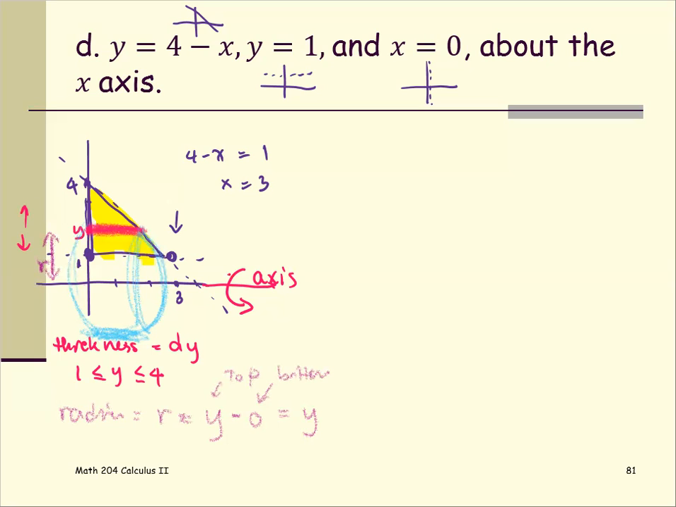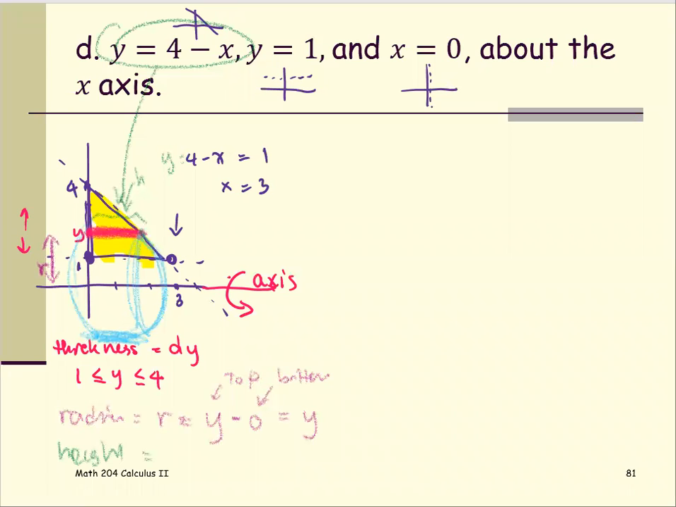Next, we're going to find out what is the height of the bar. So that's the height. Okay, this time the height, you have to measure from the right end to the left end. So the right end of the bar is on the line y equals 4 minus x. Okay, this is the right end, and the left end is the line x equals 0.